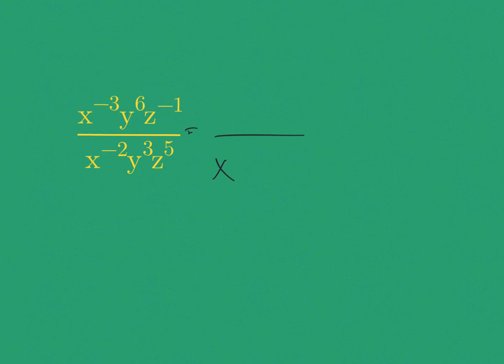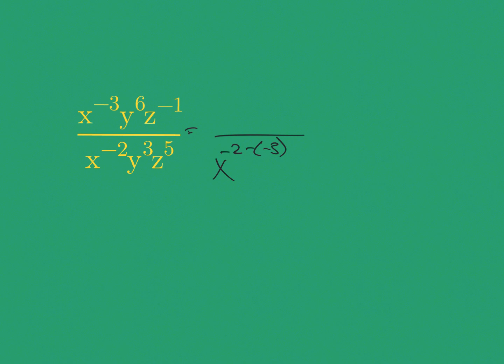Now watch this. You're going to have negative 2 minus negative 3 down there. So be careful. Be very careful with these negative exponents. X's are going to stay on the bottom. You're going to end up with negative 2 minus negative 3. We'll come back to that here in just a second.